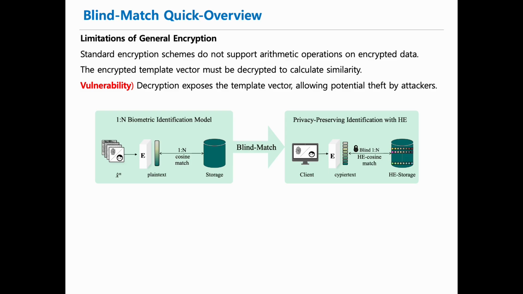Standard encryption schemes do not support arithmetic operations on encrypted data. So, to calculate the cosine similarity of template vectors, the encrypted template vector must be decrypted to calculate similarity. However, decryption exposes the template vector, allowing potential theft by attackers.